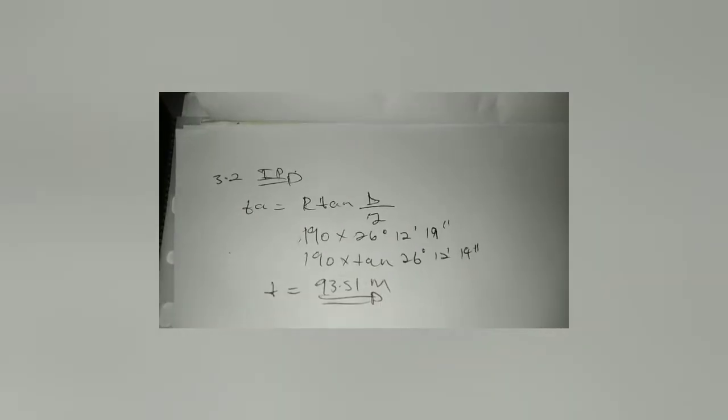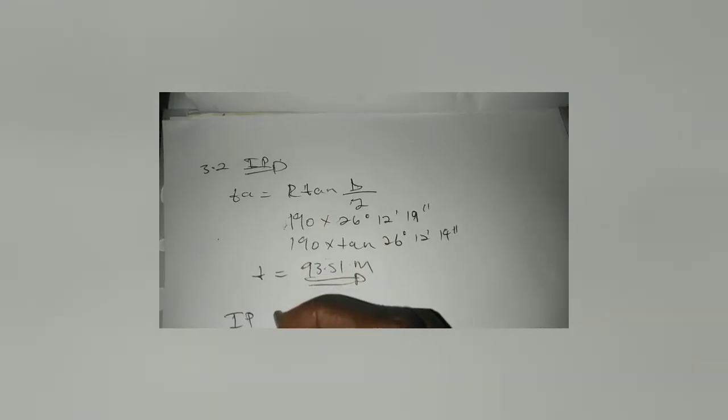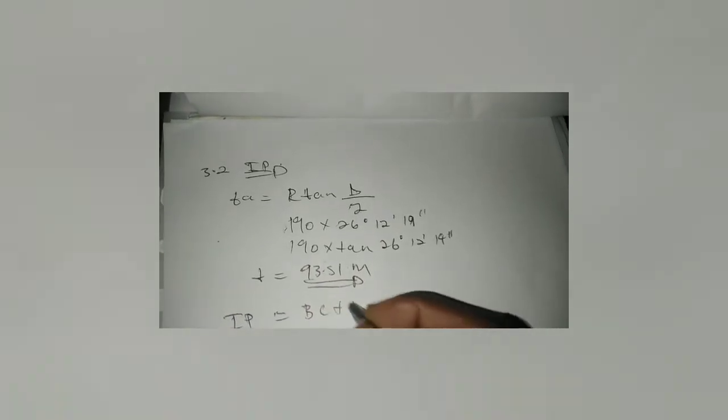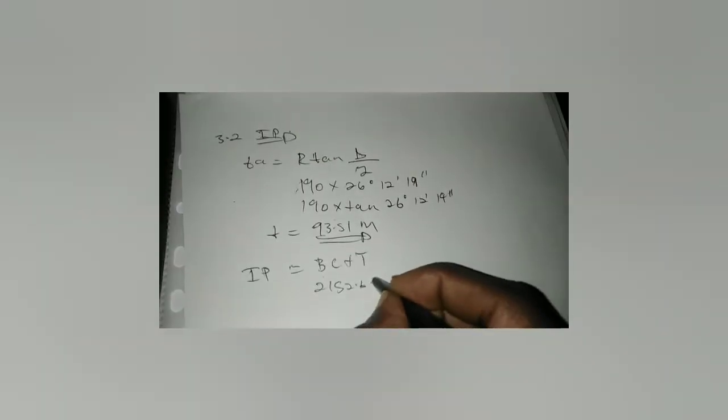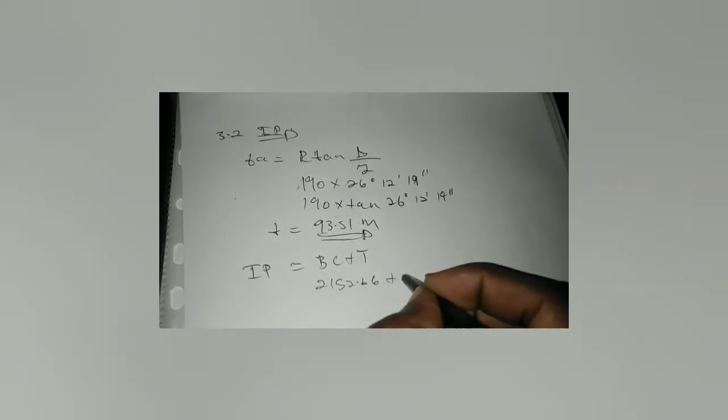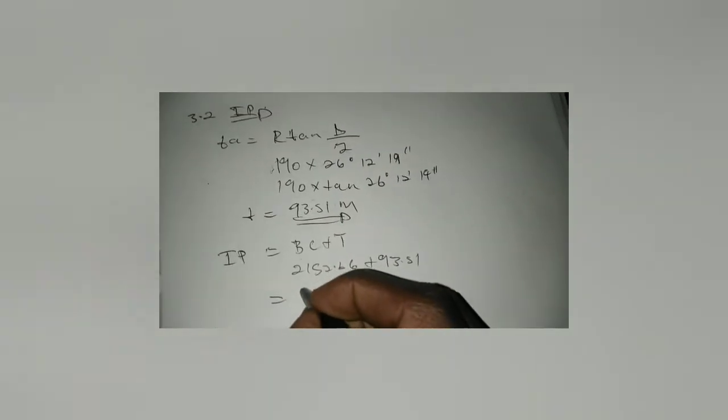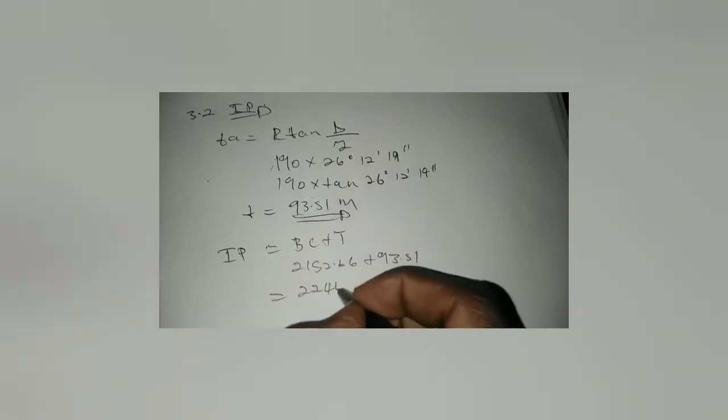Now we calculate the required intersection point, which is BC plus T, the calculated one. The beginning of the curve is 2152.66 plus 93.51. The answer is 2246.17 meters.